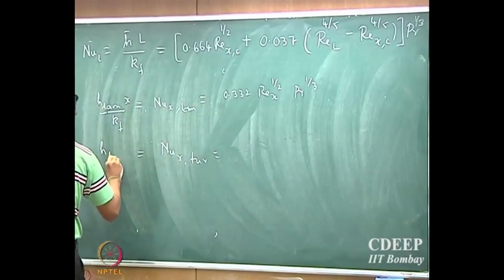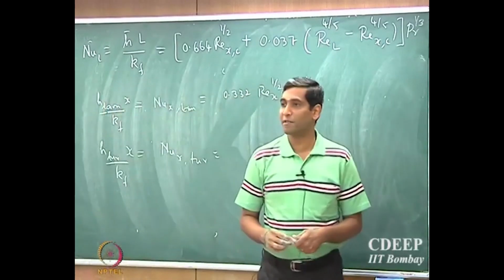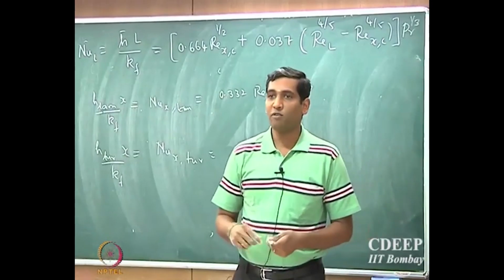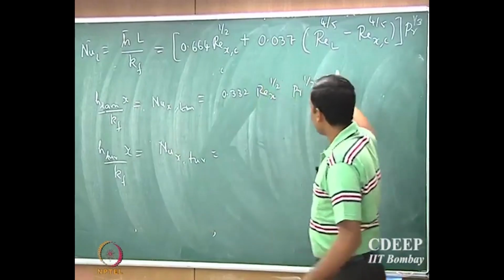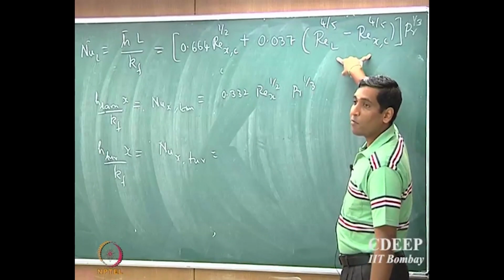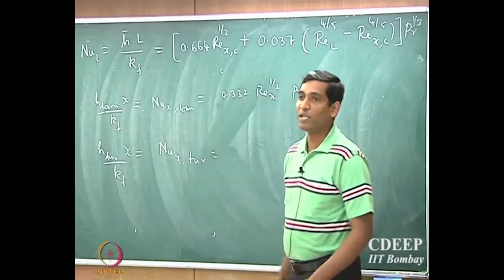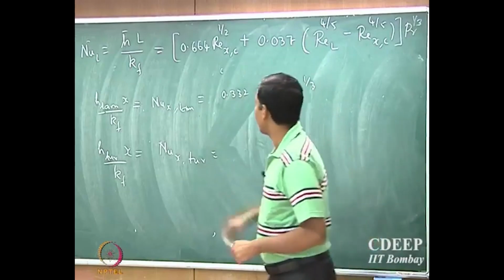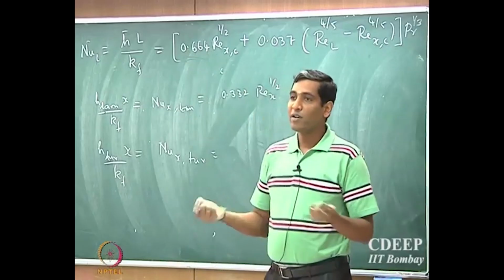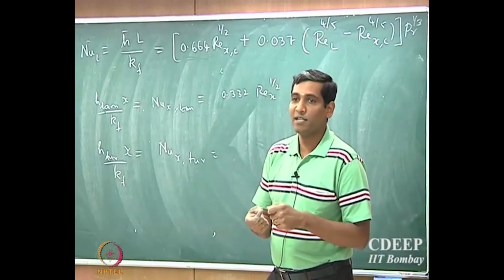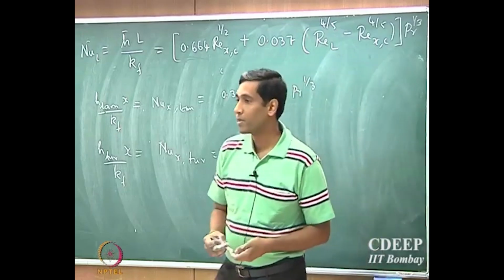That will be H turbulent into X by Kf, and then you integrate that with respect to x coordinate going from the critical location to the length of the plate. And so clearly you can see that the second term here corresponds to the integration in the turbulent regime, and the first term corresponds to the integration in the laminar regime. You can clearly see that there is a 0.664 that comes here. That is nothing but the average Nusselt number in the laminar condition, and this is the average Nusselt number in the turbulent condition.